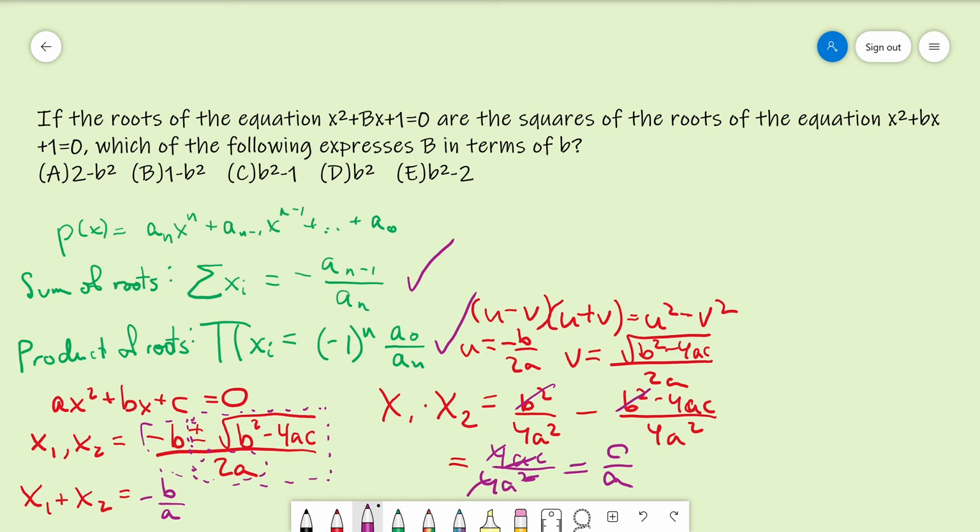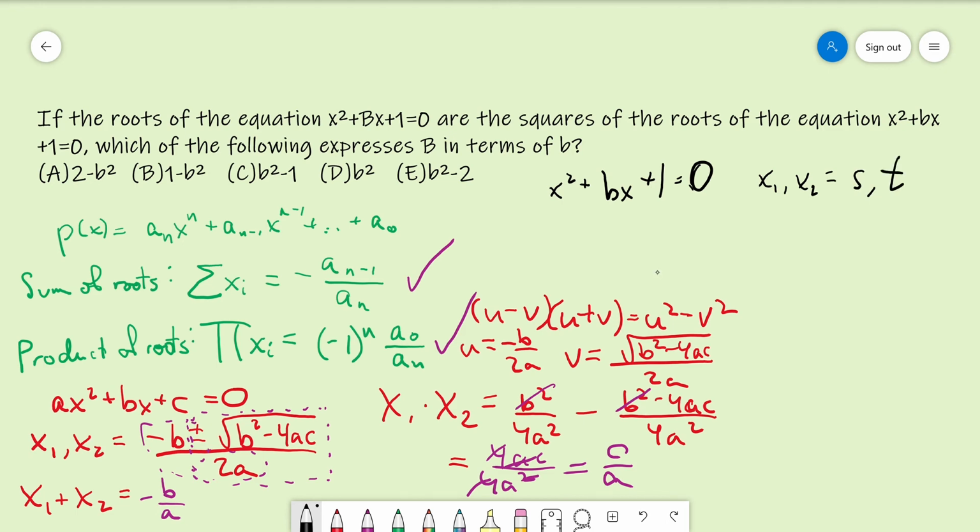Alright, how is this going to help us with this problem? Well, if we look at this problem, then we can tell that here, suppose that x squared plus little bx plus 1 equals 0. That's one of our equations. And suppose that the roots are s and t.